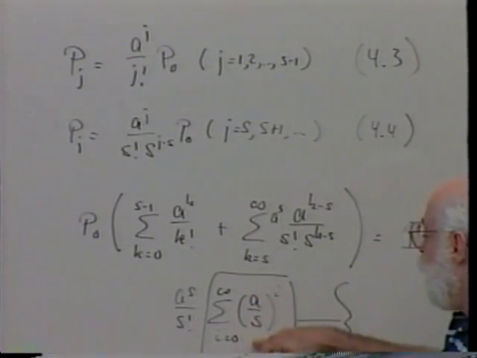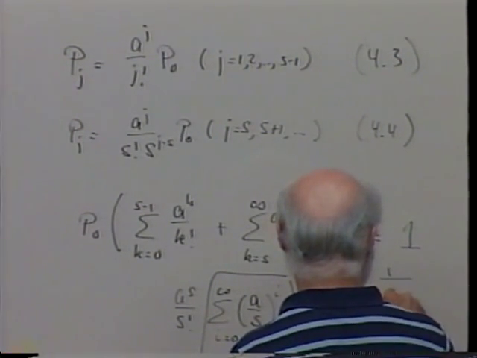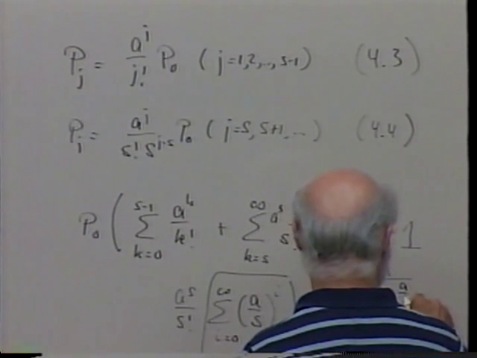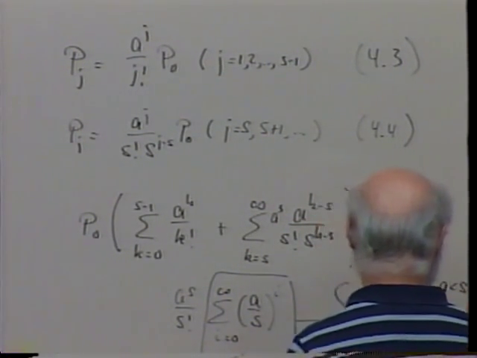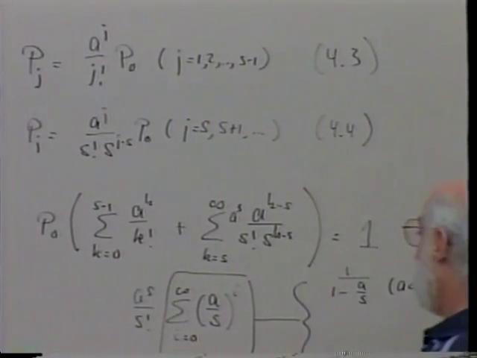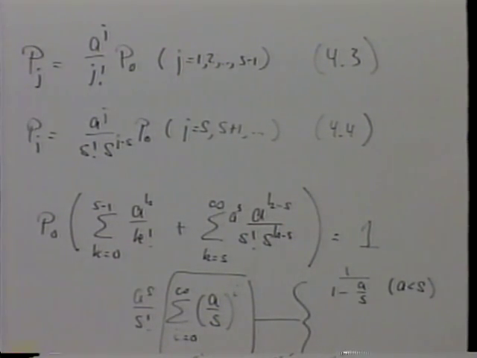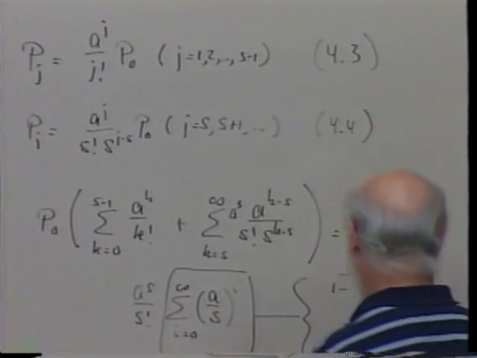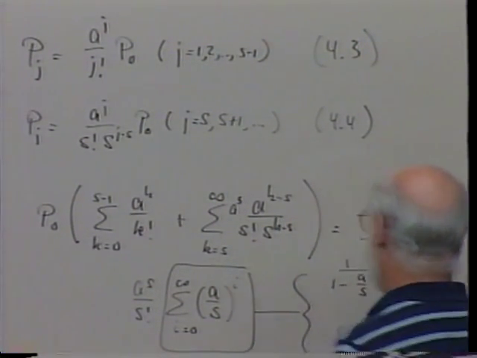So if a over s is less than 1, then that series is 1 over 1 minus a over s. So that's what I get if a over s is less than 1, or equivalently, if a is less than s. On the other hand, if a over s is not less than 1, then that series diverges, so I'll just write infinity for a greater than or equal to s.